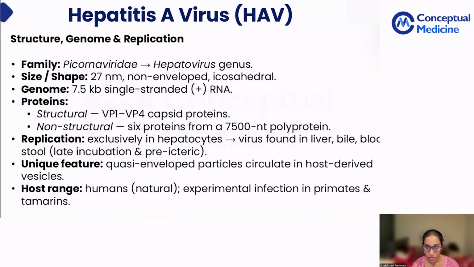Exclusively in the hepatocytes, so it's a hepatotropic virus. The virus can also be found mainly in the liver, bile, blood, and in the stools. So when does the maximum viral shedding happen? It's during the pre-symptomatic or the late incubation period. In the pre-symptomatic stage the patient doesn't have any symptoms, so you don't even know if the patient is having symptoms or not. That is when they are most infective.